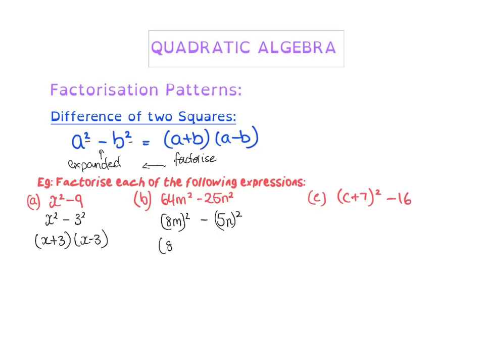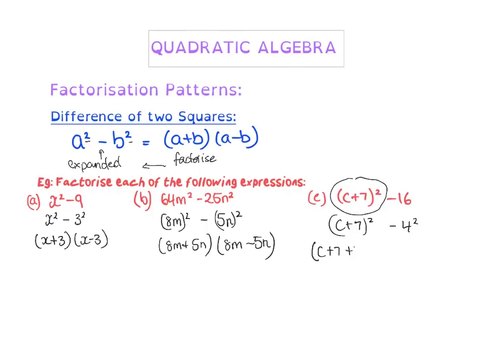We know that factorizes to the first term plus the second term is one factor, and the second factor is the first term minus the second term. With this last one, it doesn't matter, this is still a squared term here. It's just got a bracket. I can write 16 as a squared term, which is 4 squared. So I have a squared term minus a squared term. We know that factorizes to the first term plus the second, and the second time we minus it. Because we can add 7 and 4, we'll do that. So we get c plus 11 as one factor, and c plus 3 as the other factor.